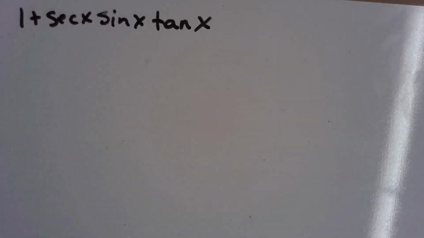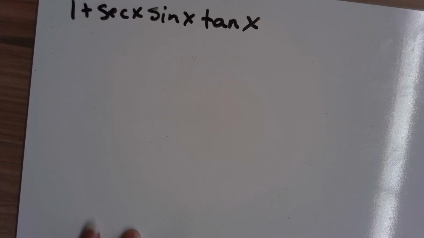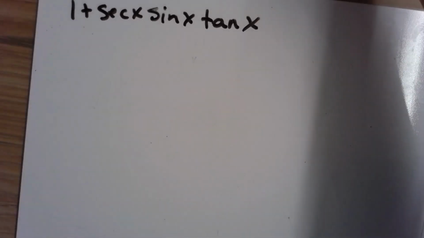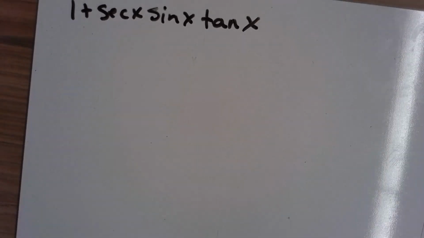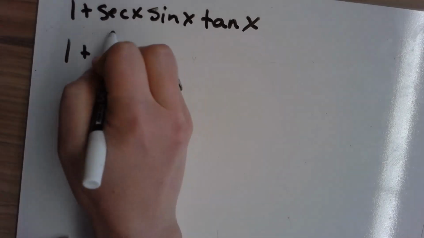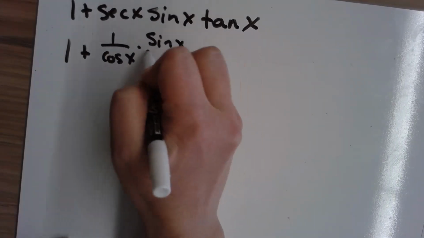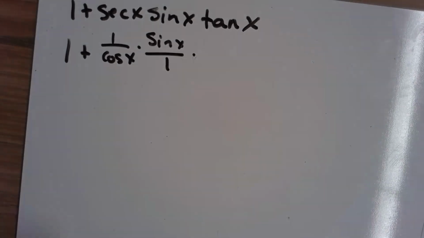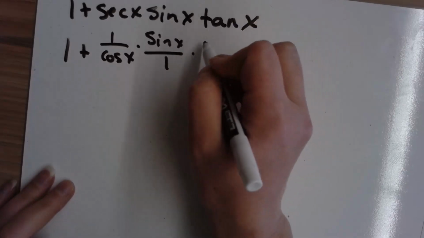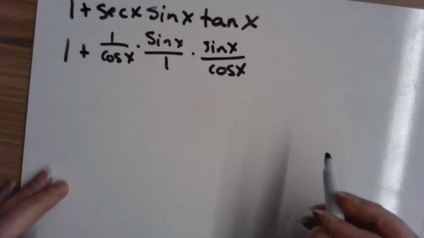Okay, so as I said, a little bit more complex, not so much that's crazy, but a little bit more. So we have 1 plus secant x sine x tangent x. So I'm going to first change this. Secant is 1 over cosine x times sine x over 1 times, and then I'm going to change tangent. Again, first strategy, change everything to sine and cosine. So that is sine x over cosine x.